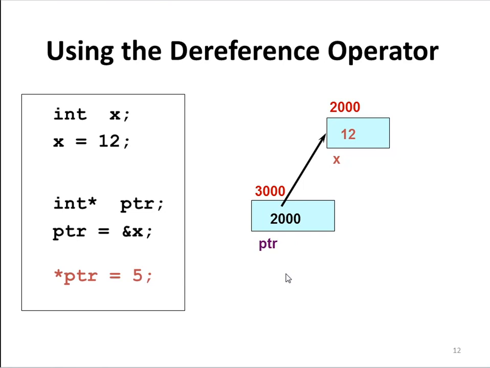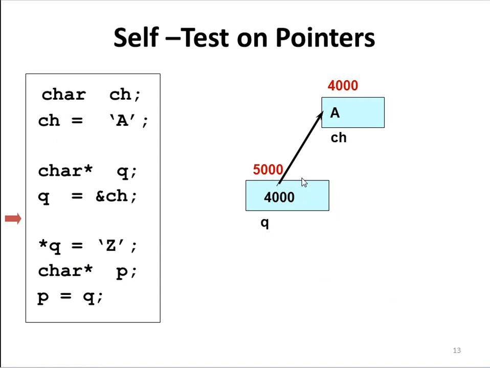This is another example. We are going to change the value using star ptr equal to 5. If you look, these lines are the same, but here star ptr equal to 5 means we are assigning 5 to star ptr. Star ptr is the value at the address, so we are changing the value 12 to 5. The value at address 2000 is now 5. In this way, we can assign or change the value through a pointer.